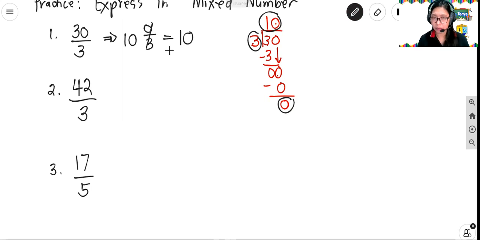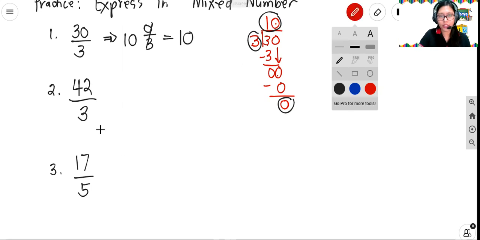Now you'll be asking, Miss Tanya, that's not a mixed number because that is just a whole number and there's no fraction. So remember, there is a fraction part of this and that is actually 0. That's why we did not write it anymore. It's just 10. Okay? Next, let's do 42 over 3.